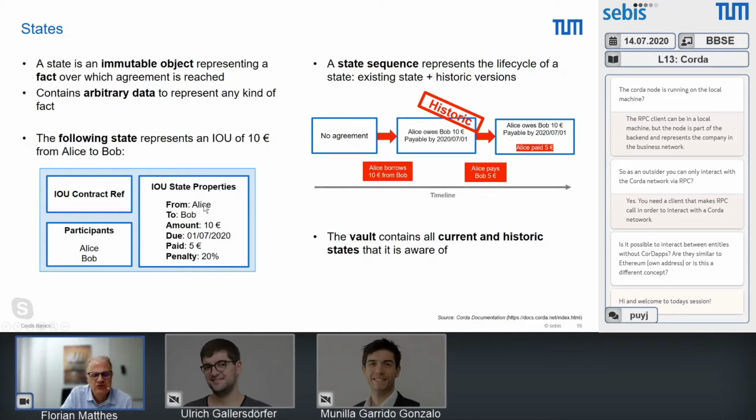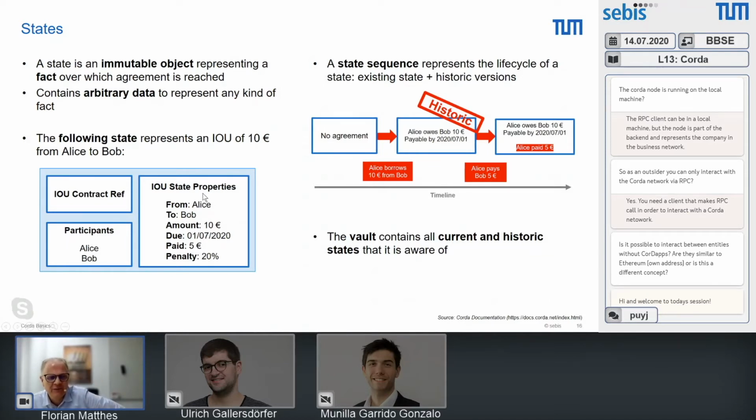Additionally, you want to know who is interested in this state. So therefore you have the participants. Whenever this state is changed, the participants should be notified, and they have to agree on these changes. That's the basic idea: how a smart contract protects a state object which is immutable and which is owned by participants.